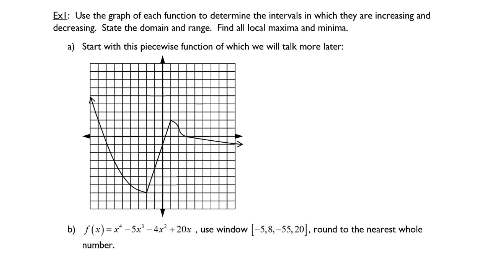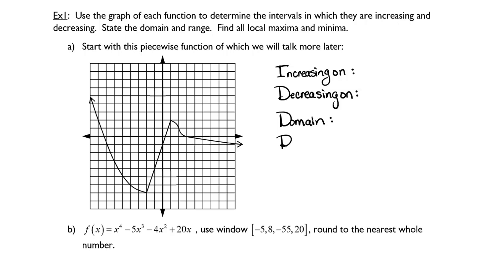In example 1, we're asked to use the graph of each function to determine the intervals in which they are increasing and decreasing, state the domain and range, and find all local maxima and minima. I'm just going to, off to the side here, list the intervals that we need to find. We need to find where the function is increasing, decreasing. Then we're asked to find the domain and range. So we'll list the domain and the range. And then finally, we're asked to find all the local maxima and minima.